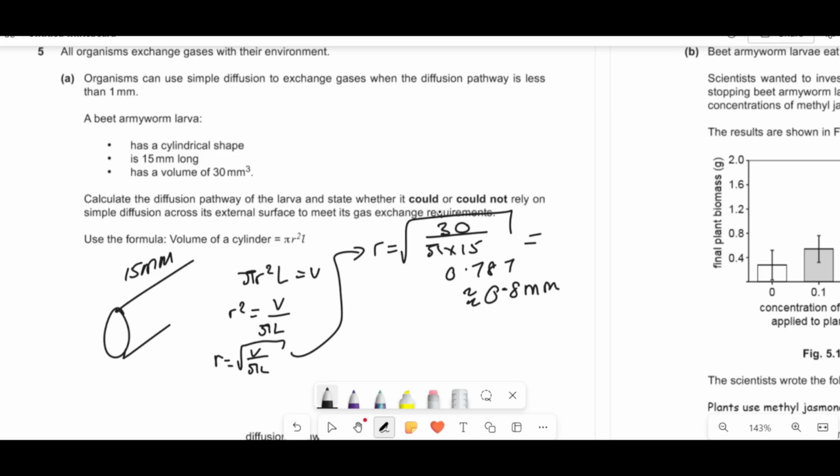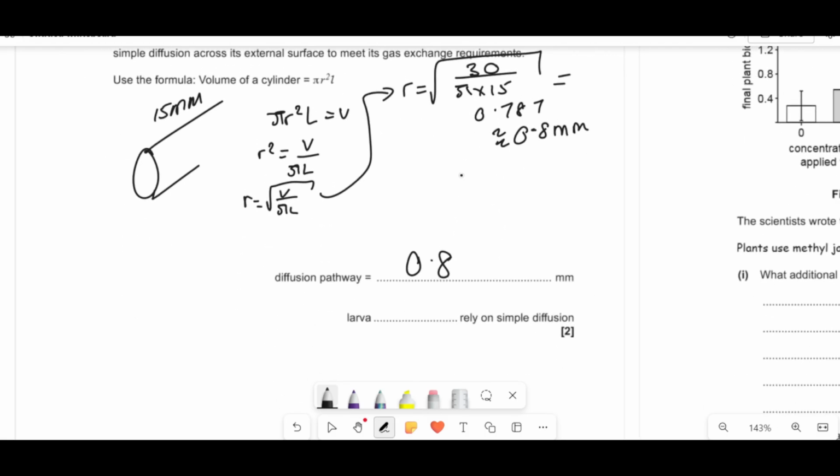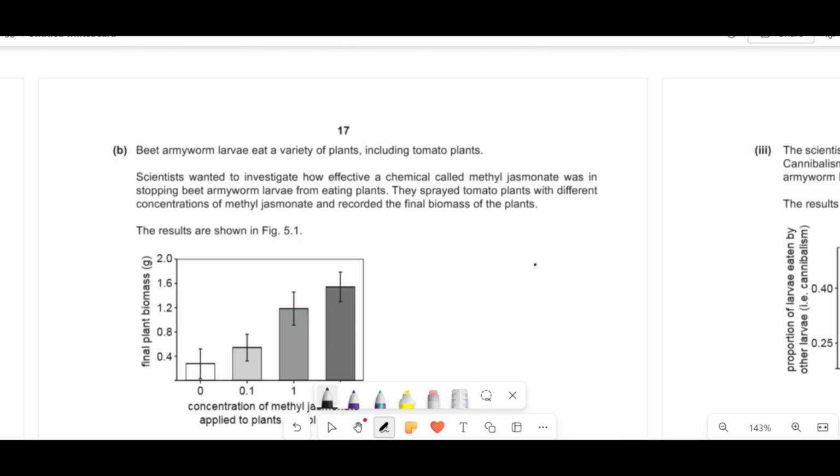Can it or could it not rely on simple diffusion? The question told you it can if you're less than 1 millimeter in radius. So it's 0.8 millimeters because we want to use the same number of significant figures, and they give us 1, and it can because that's less than 1. There you go.